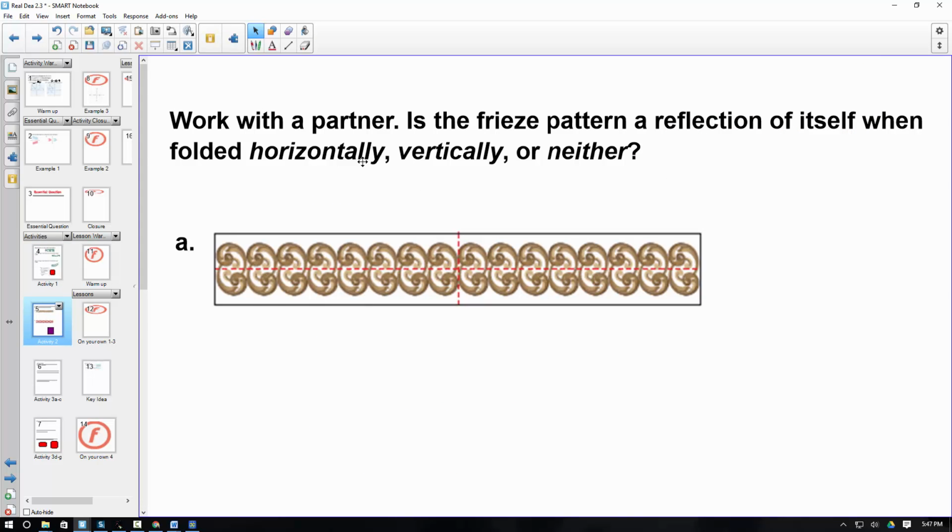If I look at this one, it says, is this pattern a reflection of itself when folded horizontally or vertically? If I fold this on itself, unfortunately, this will not be exactly the same. This piece here will be down here. So it does not fold this way. However, if I fold it vertically, meaning on top of itself, this piece would be over here, so neither one is going to be a reflection. It is neither.